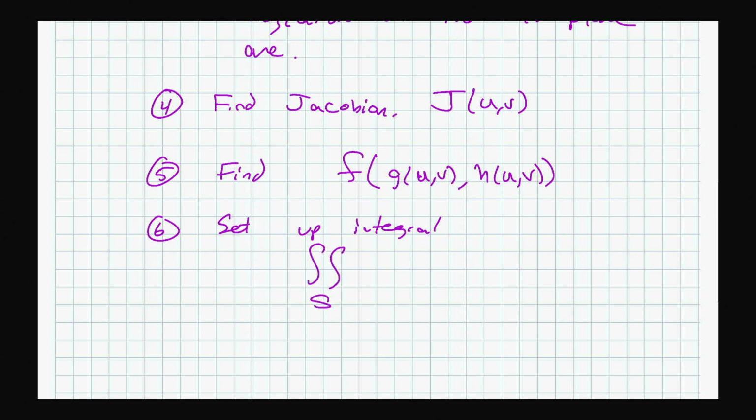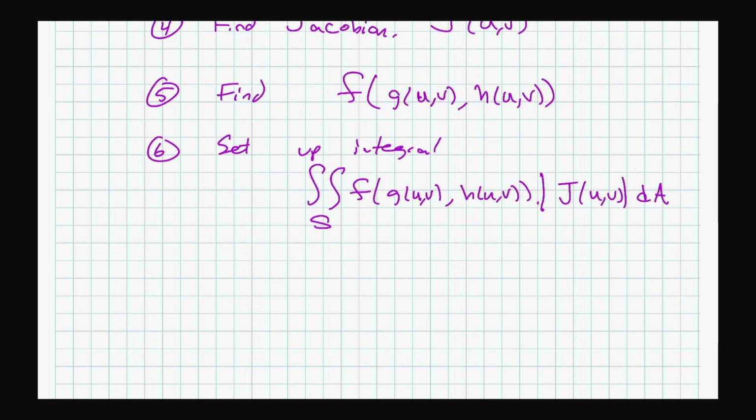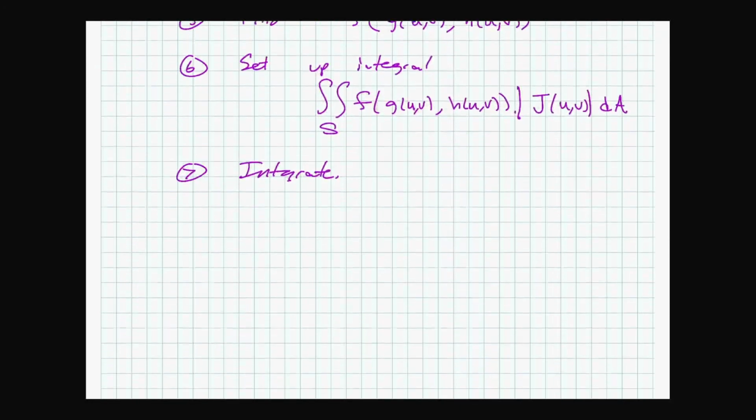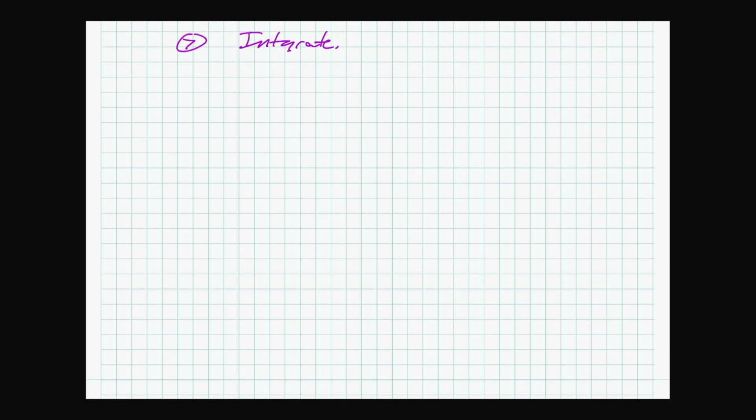Integral over S of f of g of uv, h of uv, absolute value of the Jacobian, and then the dA. Okay, mostly I'm writing this in case you forget a step. You can come back and look at that, and then maybe you realize that you didn't do something. Now, none of that really makes any sense until you solve problems. When you first solve problems, you're not going to have to do all of this at the same time.